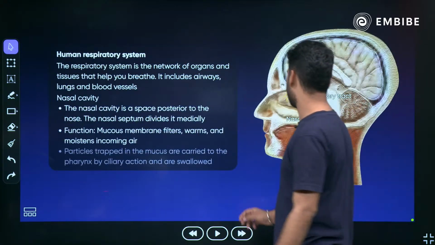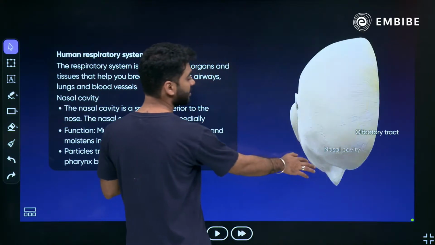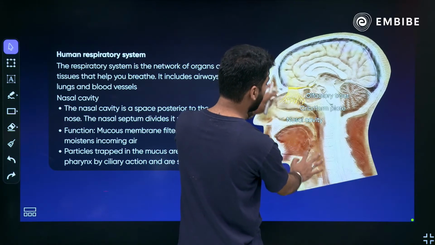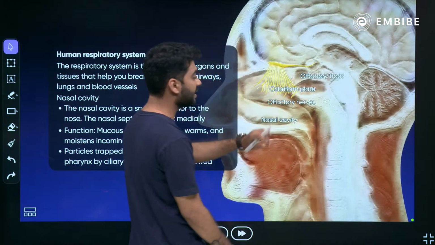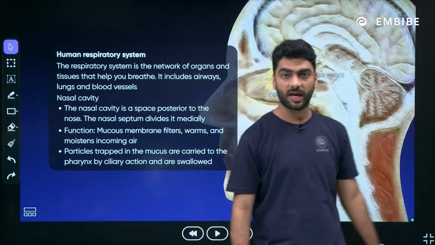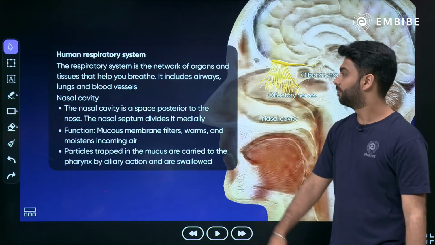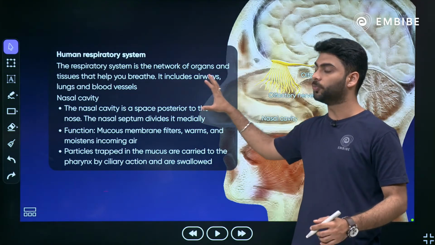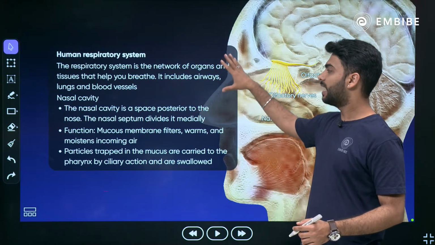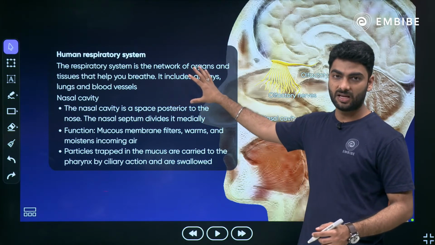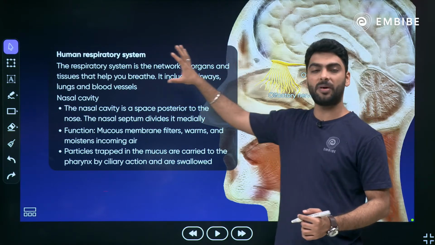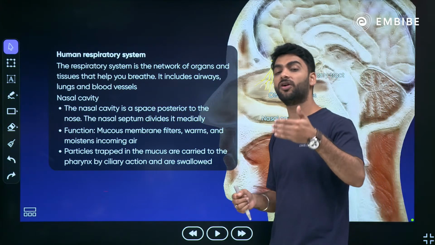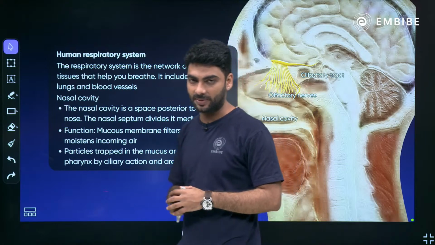human respiratory system. As you can see, this is a small part of the human respiratory system where we are talking about the nasal cavity. ठीक है? The human respiratory system is the network of organs that help you to breathe. ठीक है? It consists of airways, lungs and blood vessels. तो यहाँ पर हमारे पास है airways, यहाँ पे हमारे पास है lungs और यहाँ पर हमारे पास है blood vessels. Let's start with the different parts of the human respiratory system.